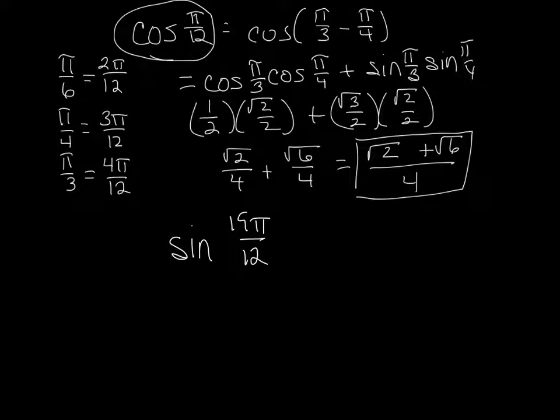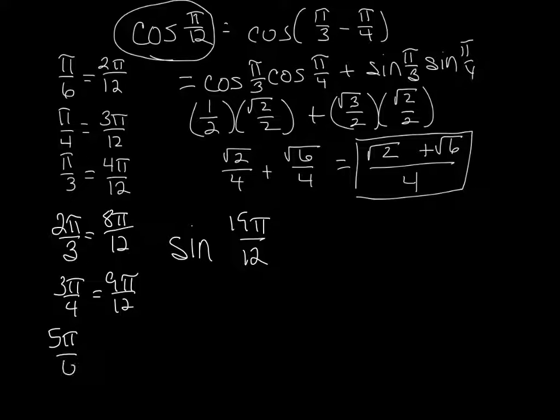Now, I don't have enough to add up to 19, so let's keep going. If we do 2 pi over 3, that's going to be 8 pi over 12. If we do 3 pi over 4, that's 9 pi over 12. If we do 5 pi over 6, just going around the unit circle, change into 12ths, that gives me 10 pi over 12. And so now I can see how I could come up with 19.